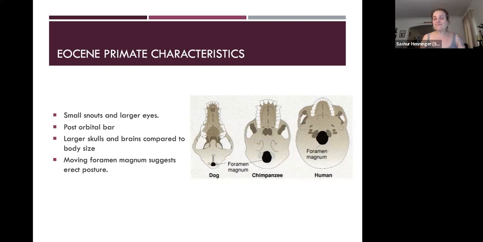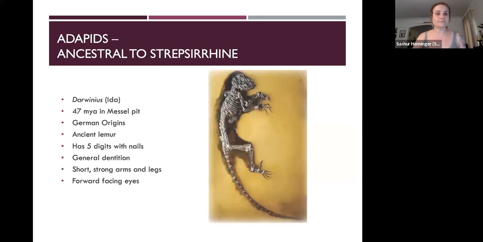And finally, we're starting to see a movement of the foramen magnum. Now look how far back the foramen magnum is in a dog's skull, right? So if I were to put a dog's skull on my spinal cord, I would look like this, right? Now, we know that primates have erect posture. That requires that the foramen magnum starts to move more towards the center of the skull. We see that among our Eocene primates.